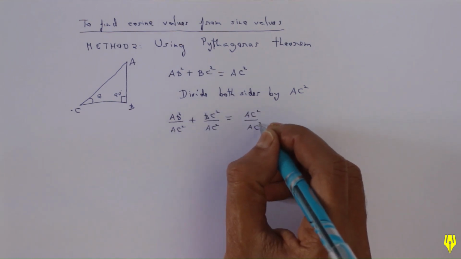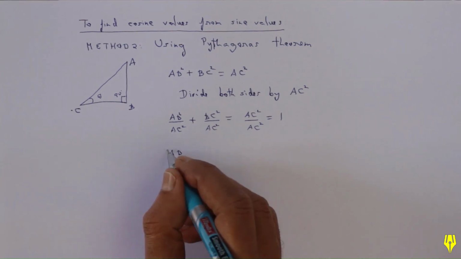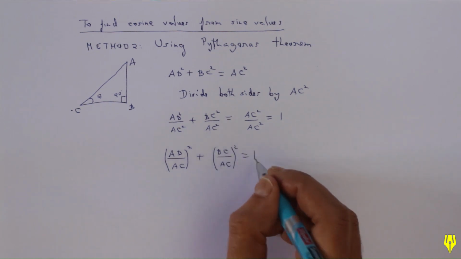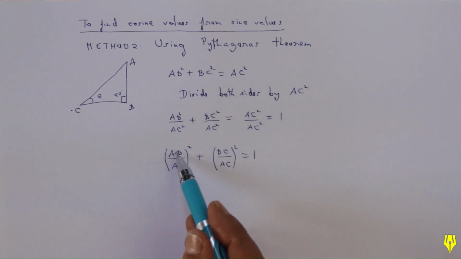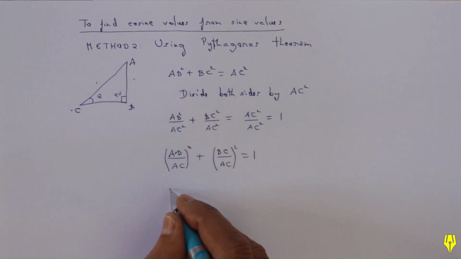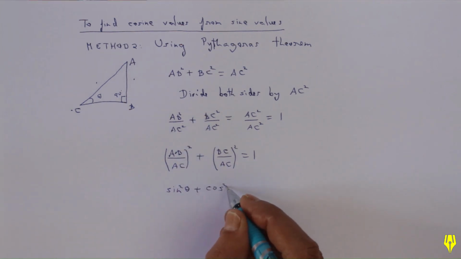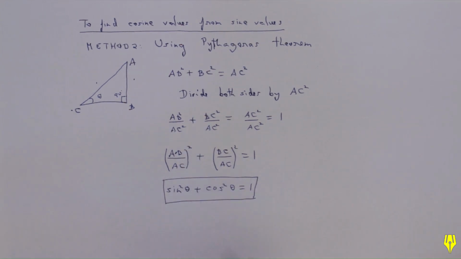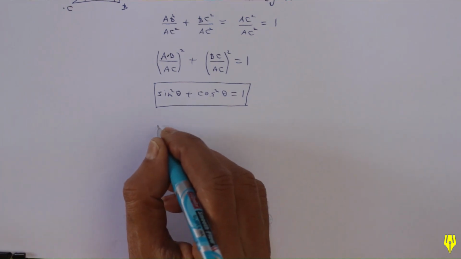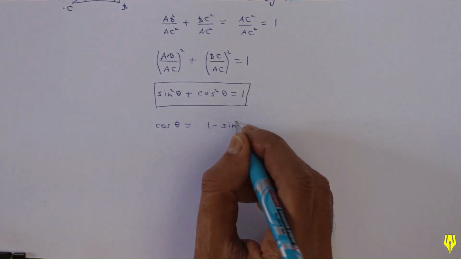So AC square by AC square is 1. So we can write this as (AB by AC) whole square plus (BC by AC) whole square equal to 1. And what is AB by AC? It is opposite by hypotenuse, sin theta. So since the square is there, we write sin square theta. And BC by AC is cos theta, so it becomes cos square theta. So this gives an important relationship: sin square theta plus cos square theta equal to 1.